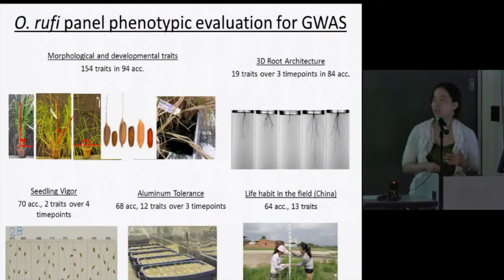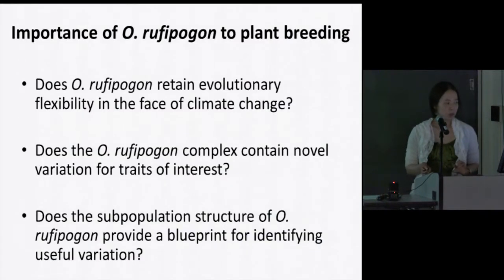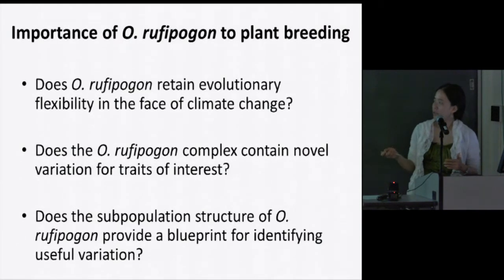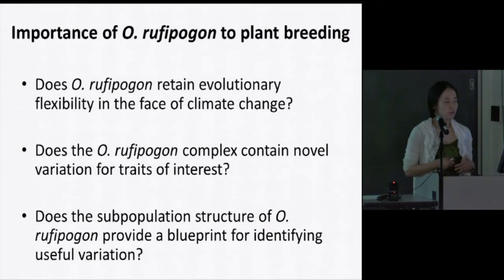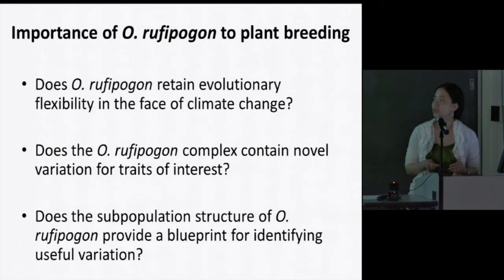And then also, as I mentioned in the beginning of my talk, we were able to phenotype a subset of our panel for life habit traits, so traits associated with annuality, perenniality, seed production versus clonal reproduction in the field in China. So coming off of the phenotypic screens we've done, we can ask these questions about whether the Oryza rufipogon complex contains novel variation for the traits of interest, and whether what we know about subpopulation structure helps to provide a blueprint or a map for identifying useful variation in our wild germplasm.